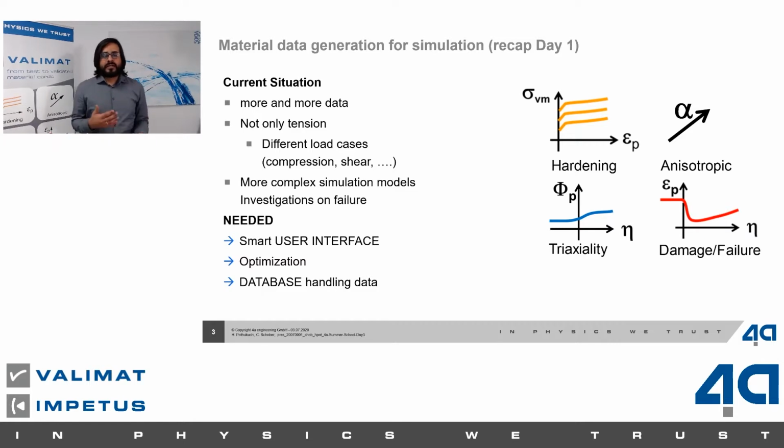Material data generation for simulation, the recap from day one. What is the current situation with material data generation? We have more and more data, and a lot of different load cases like compression and shear, in addition to the classical load case of tension. There is also a requirement for more complex simulation models and more investigations on failure. What is needed is a smart user interface that can also handle optimization and big data.